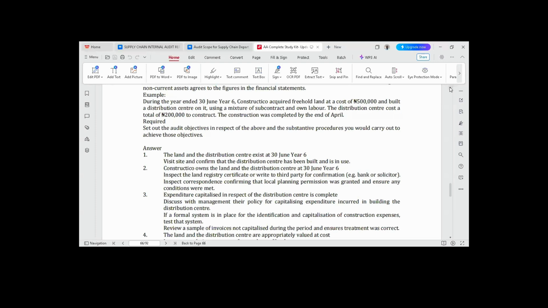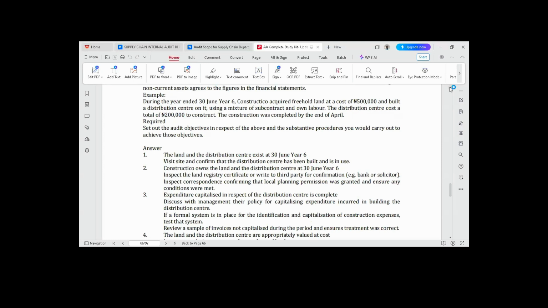Then the auditor will also check the land registry for the certificate, to see whether the land belongs to the organization or to government. Then all expenses incurred in respect of the distribution center should be capitalized. You cannot write them off, because you are looking at non-current assets. You need to capitalize them.